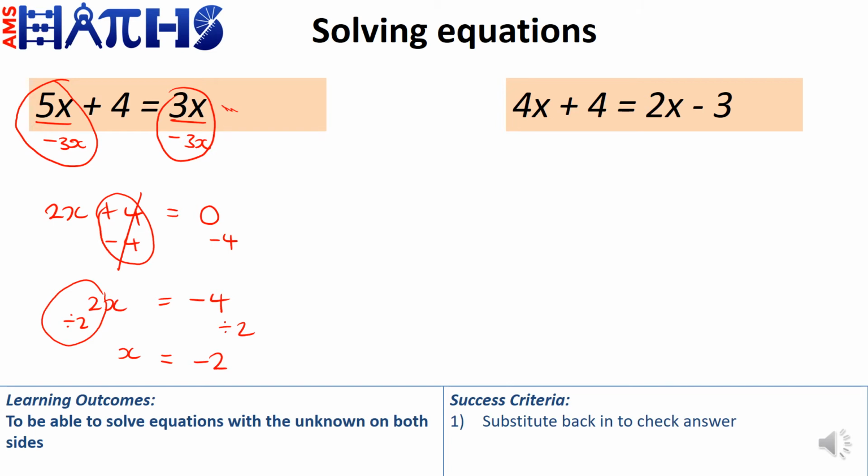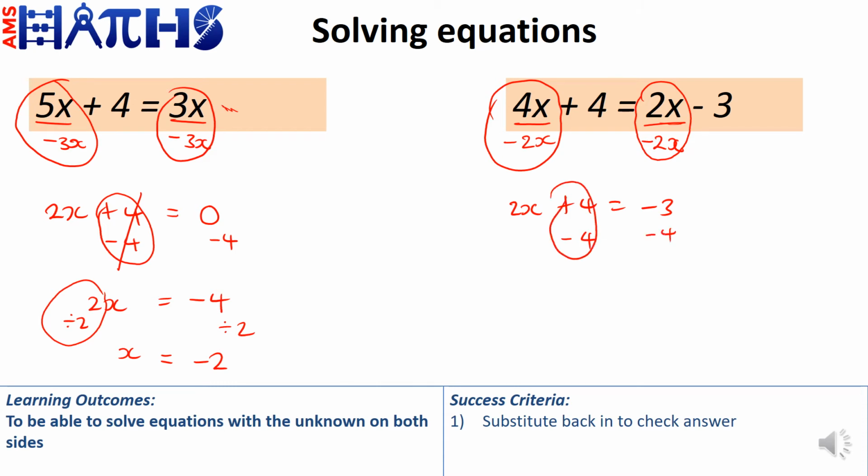Final example to look through, we have again x on both sides, so the 2x is a smaller group of x, we're going to get rid of that one, so we'll do minus 2x, and we have to do that on both sides. Then we can work out 4x minus 2x is 2x, plus 4 remains. And then 2x minus 2x gives us 0, and then a minus 3 is left. Then we can solve with our next step, minus 4 on both sides.